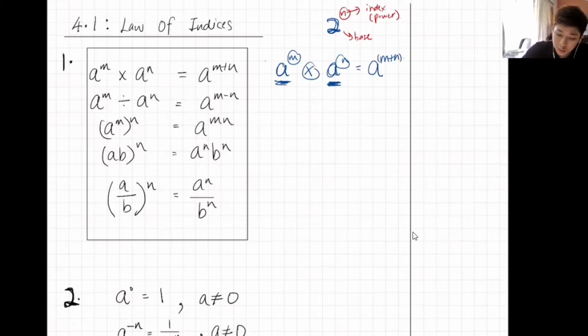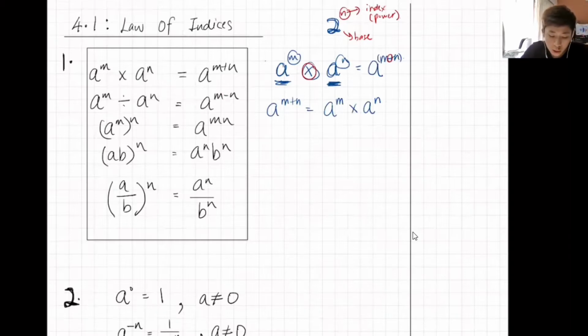Similarly, if you want to break a to the power of m plus n up, you just work the process in reverse. When you see the plus, it means you can break it up into a to the power of m times a to the power of n. The way you can remember this is that when it's a multiplication, you add the powers. When it's a division later, you minus the powers. It's just the opposite.